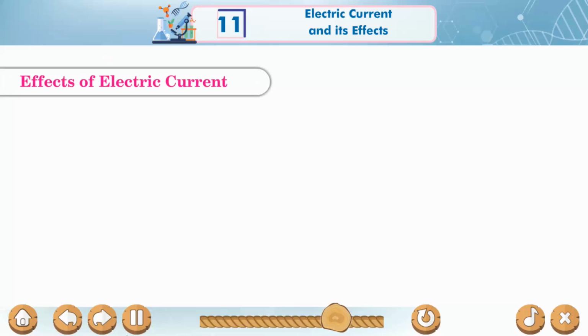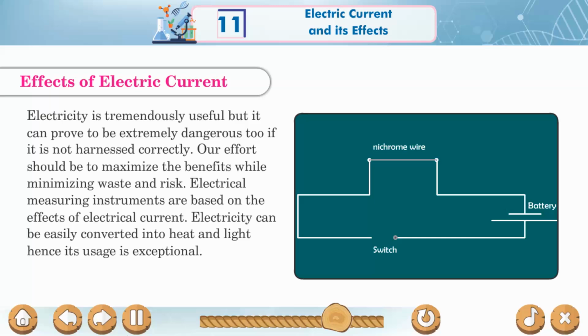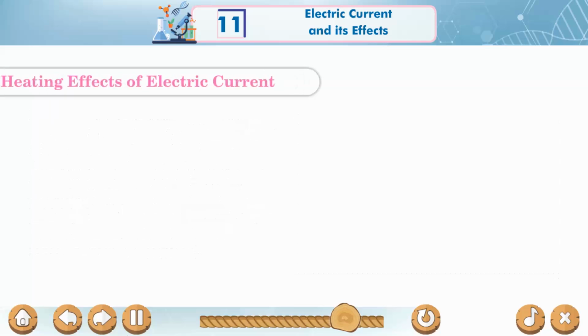Effects of electric current. Electricity is tremendously useful, but it can prove to be extremely dangerous too if it is not harnessed correctly. Our effort should be to maximize the benefits while minimizing waste and risk. Electrical measuring instruments are based on the effects of electric current. Electricity can be easily converted into heat and light, hence its usage is exceptional.